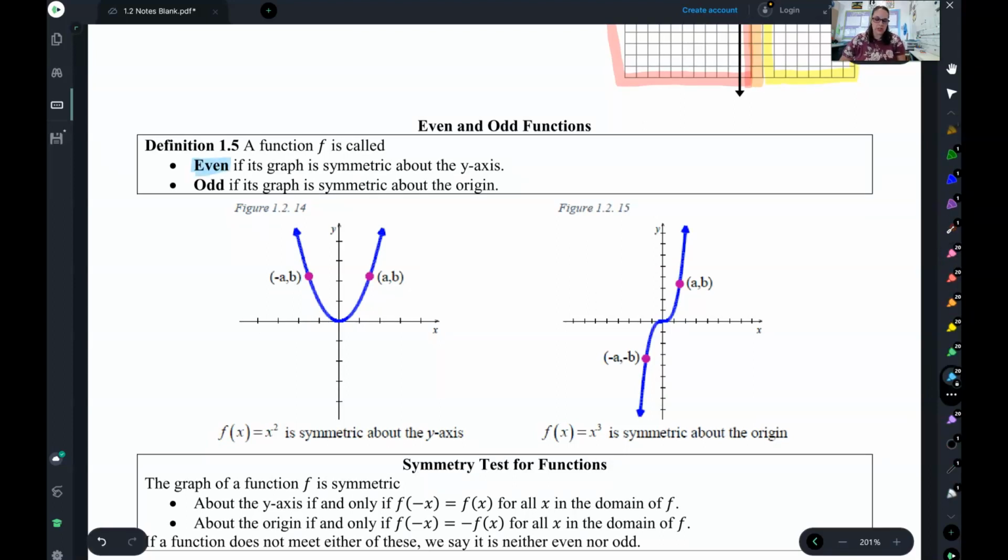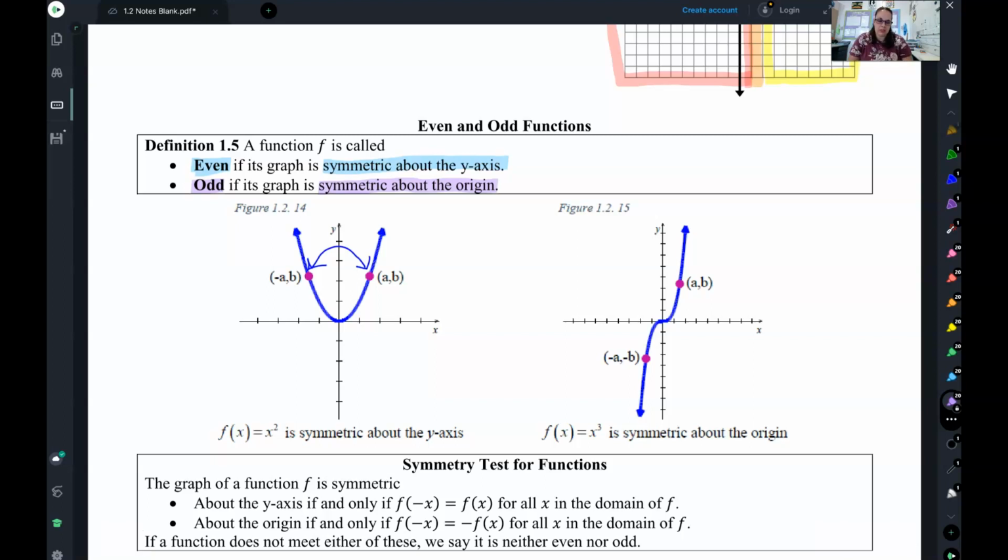An even function is defined as being symmetric across the y-axis. So this example is even. It is symmetric across the y-axis. An odd function is symmetric across the origin.